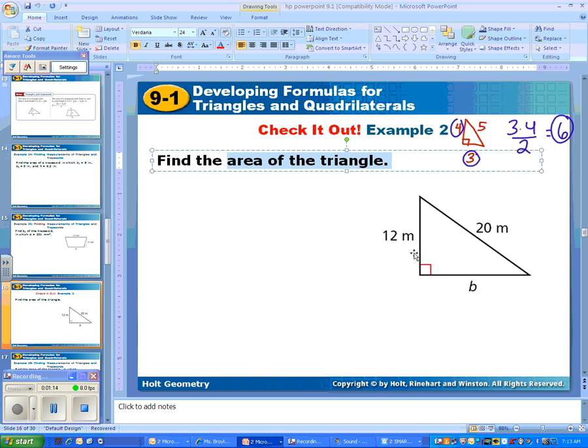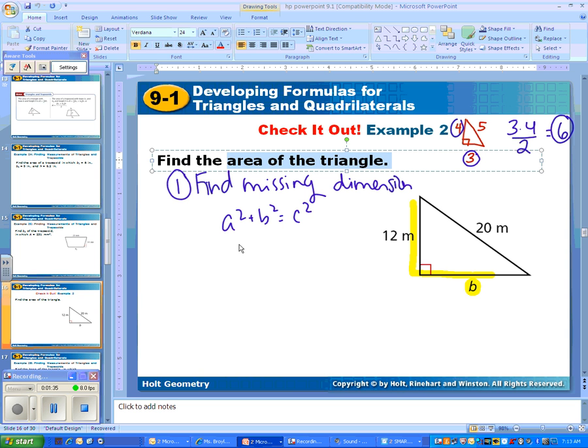Going to this example, we know that the perpendicular sides are this side and this side, and we don't know what the base is. So sometimes, before we can find the area, we have to find the missing dimension. To do that, you're going to have to use the Pythagorean theorem. So that's a squared plus b squared equals c squared.